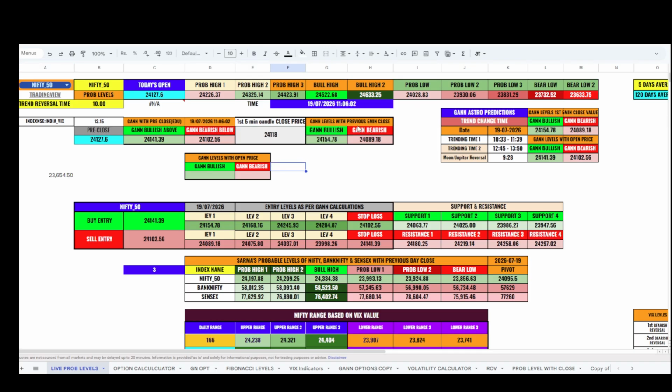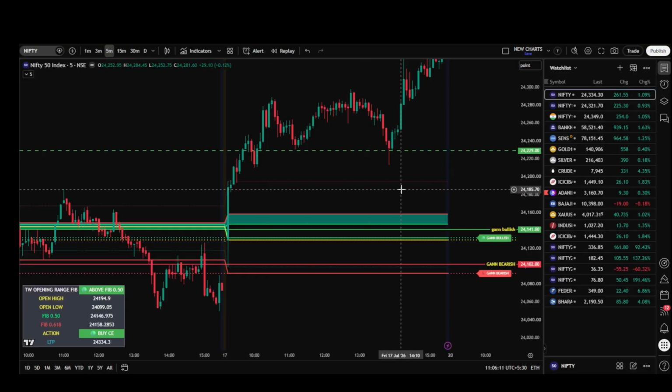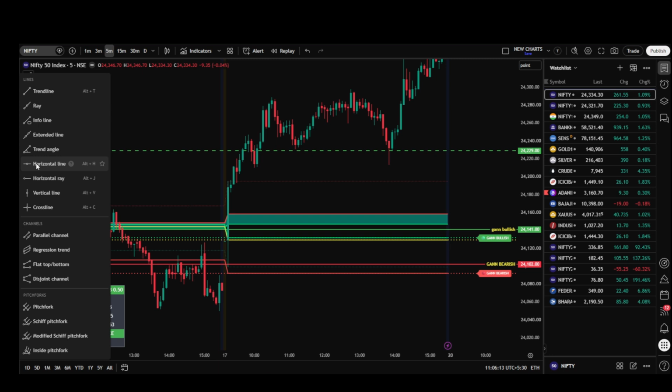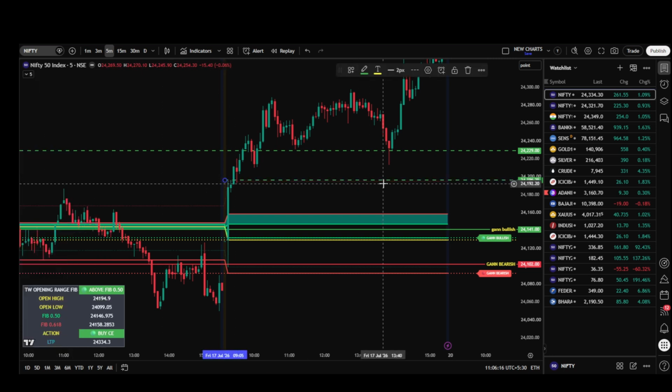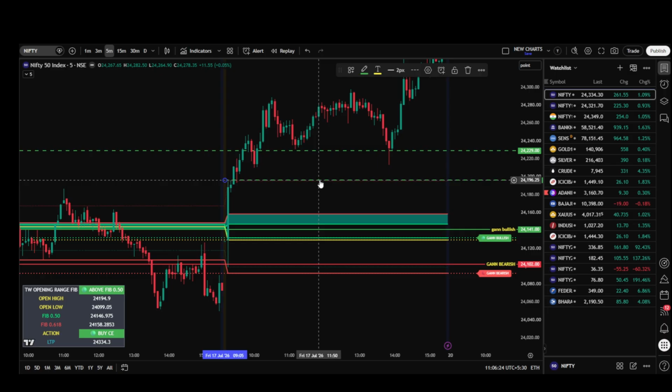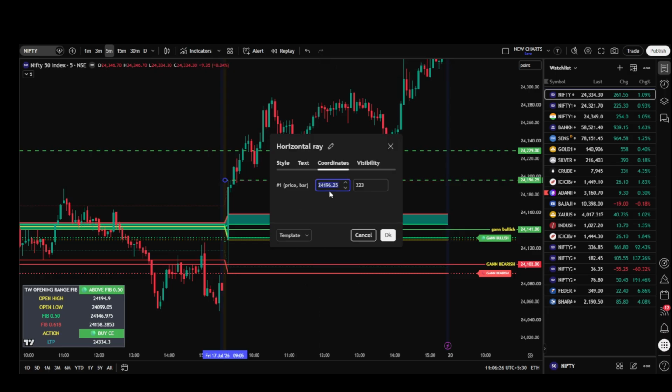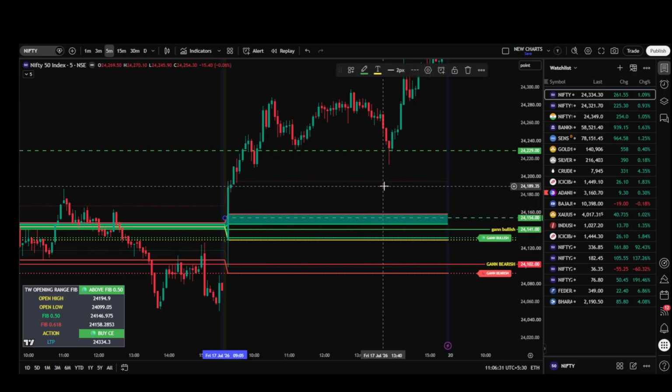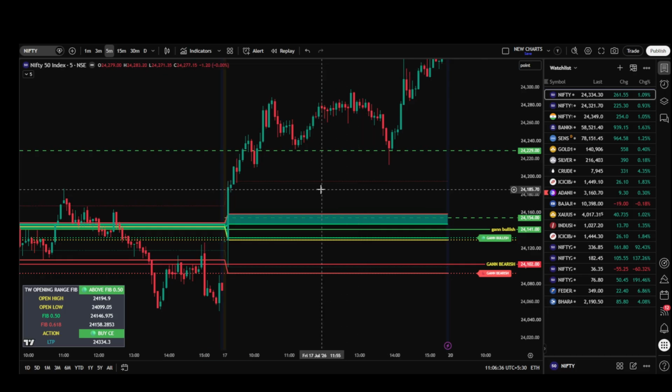Once you enter this, you get the GAN levels from the previous 5 minute close price. 24,154 is the level that should be crossed, and above that it becomes bullish. I'm just letting you know how it happens. 24,154 is our level. Remember, this works wonderfully every day. Just draw two lines like this, and after that you can see the green candle went up.